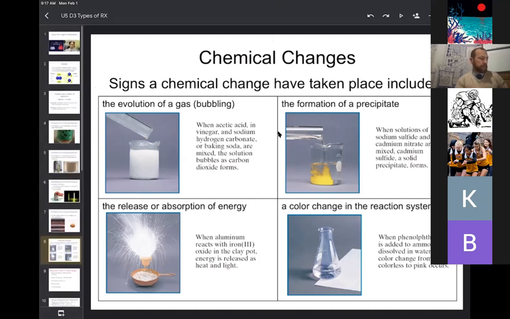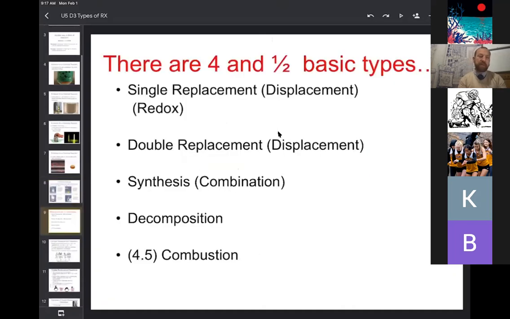Okay. Next, we're going to talk about the type of reactions that chemicals might follow, right? So there's certain ways that chemicals have a tendency to react with each other. And we as human beings like to pigeonhole things, right? We like to have names for things and we like to organize things. So we did that with the types of chemical reactions as well.